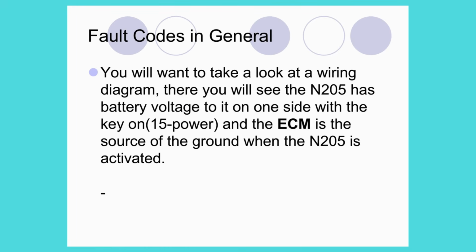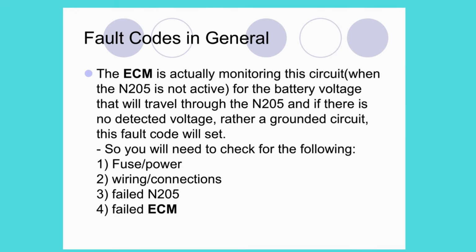In the wiring diagram, you will see the N205 has battery voltage to it on one side with the key on, and the ECM is the source of the ground when the N205 is activated. The electronic control module is actually monitoring this circuit when the N205 is not active, for the battery voltage that will travel through the N205, and if there's no detected voltage, rather a grounded circuit, this fault code will set. So you'll need to check for the following: the fuse or power, wiring and connections, a failed N205, or a failed electronic control module.